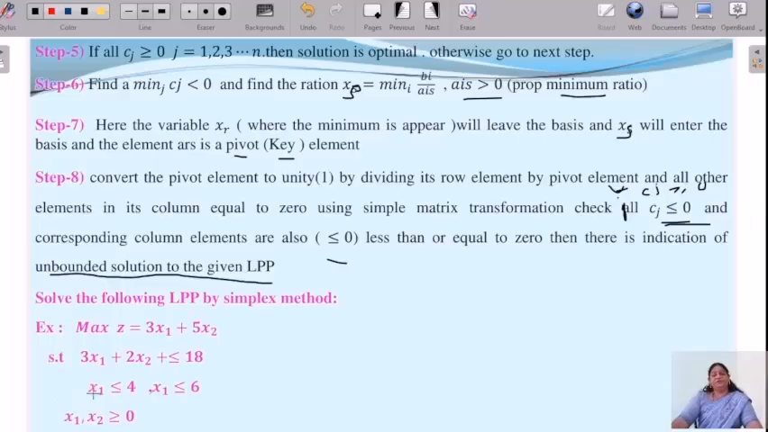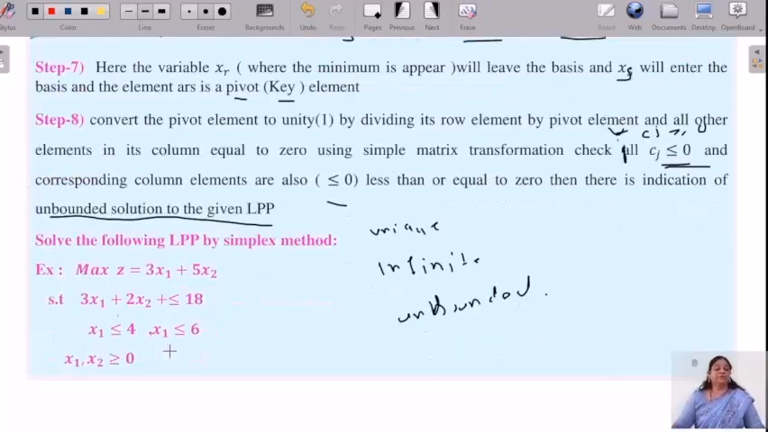We see one by one, by solving some examples using the simplex method. Means we solve the LPP using the simplex method having a unique solution, having an infinite solution, having an unbounded solution. Let us see one by one.